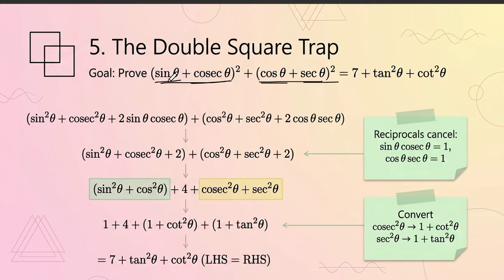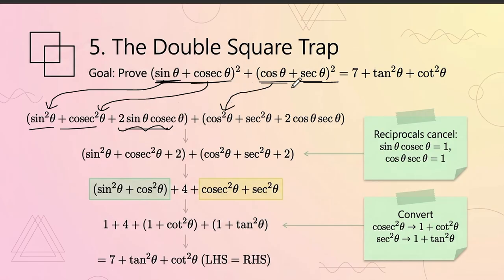So we know that (a + b) the whole square is nothing but a square plus b square plus 2ab. Here a is sin theta, so sin square theta plus b square, that is cosec square theta, plus 2ab, that is 2 into sin theta cosec theta. Similarly, here a square is cos square theta, b square is sec square theta, plus 2 into ab, so 2 into cos theta into sec theta.